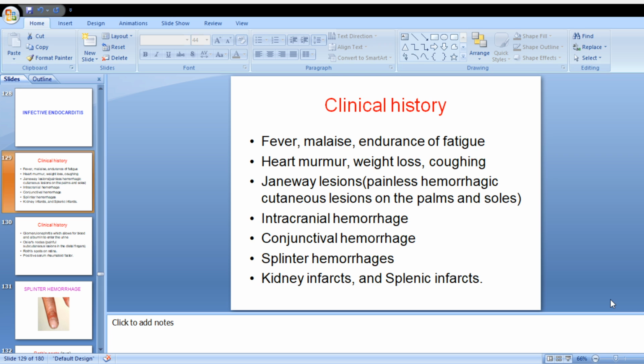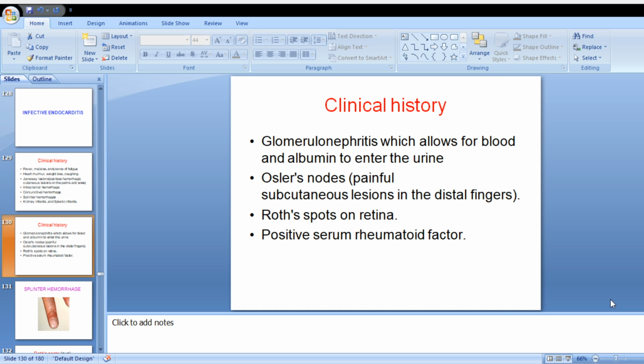Weight loss, coughing, and there is Janeway lesion: a painless hemorrhagic cutaneous lesion on the palm and soles. History of intracranial hemorrhage and conjunctival hemorrhage can be seen. There is splinter hemorrhage also seen. Kidney infarct and splenic infarct can also be seen.